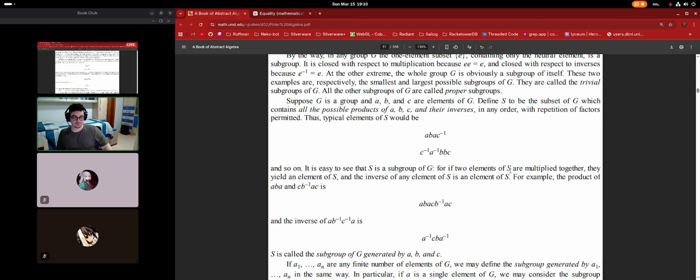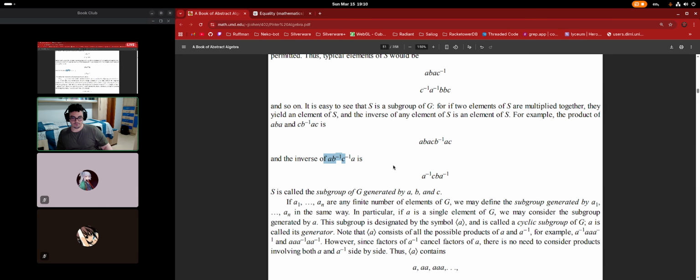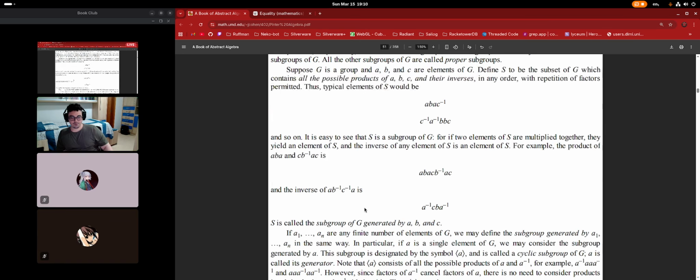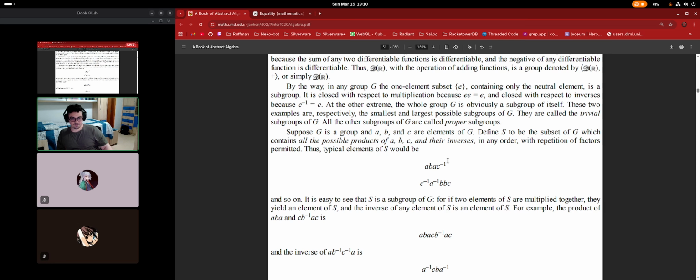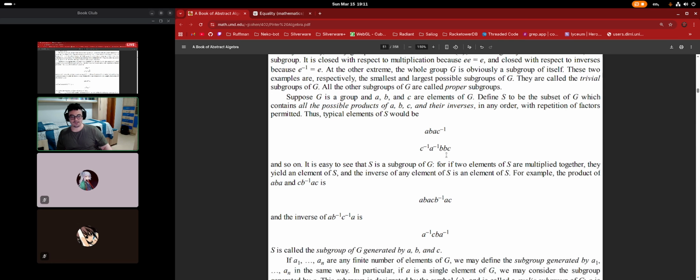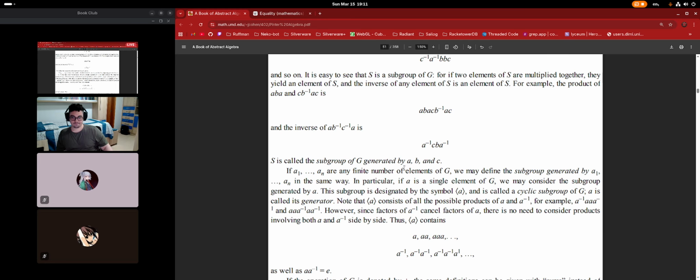It is easy to see that S is a subgroup of G. If two elements of S are multiplied together, they yield an element of S because of this definition here. And the inverse of any element of S is an element of S. For example, the product ABA and CB inverse of B, AC is this one, and the inverse of that is this. So S is called a subgroup of G generated by A, B, and C. It's essentially permutation on the seeds, and then you get the rest of it. That's the intuition of a generator.